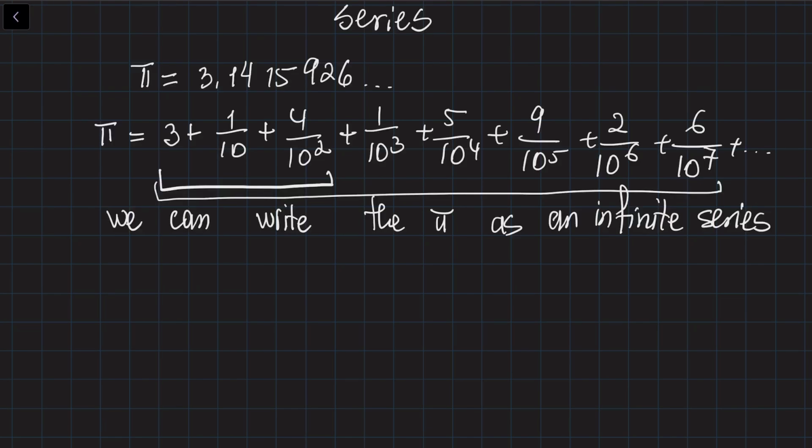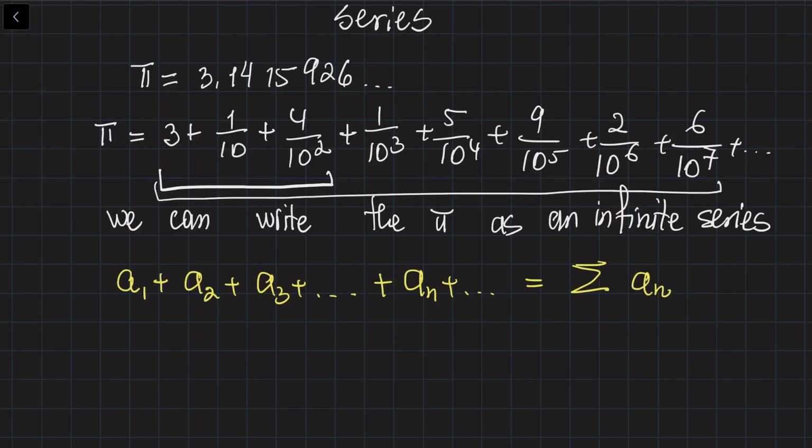So let us define the series one more time. We defined the series as a sum of a sequence, A1, A2, A3, and so on. And in general, it would be better for us to figure out a more compact form. We are going to do this using so-called sigma notation. So this is the sum of an, where n goes from 1 to infinity. So this is the definition of a series.